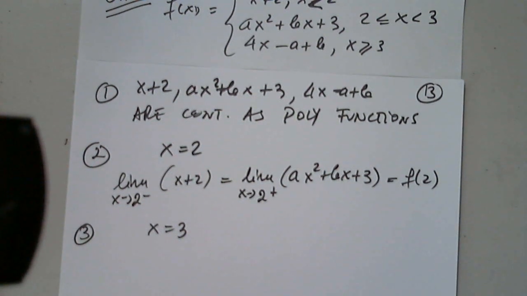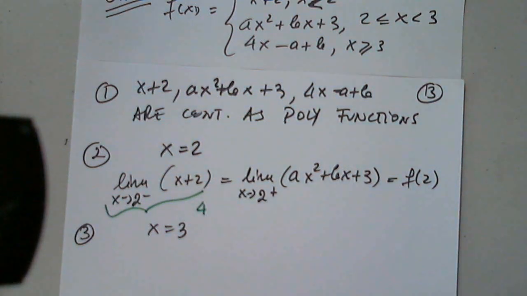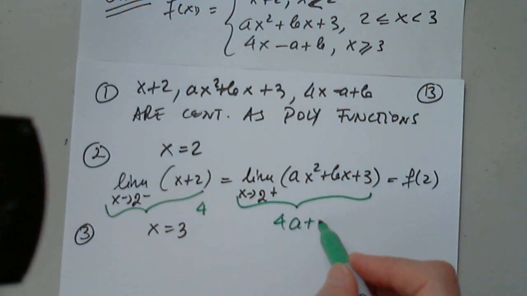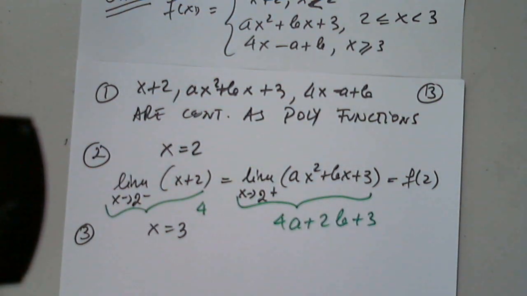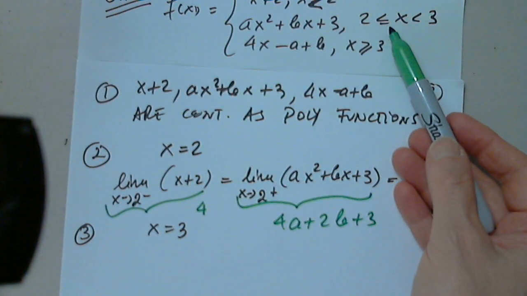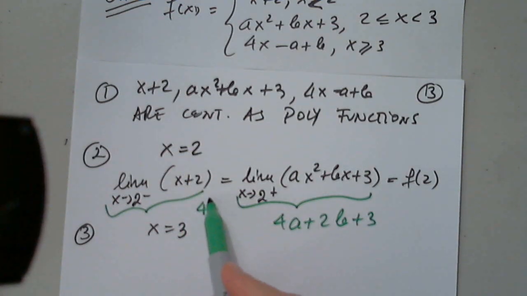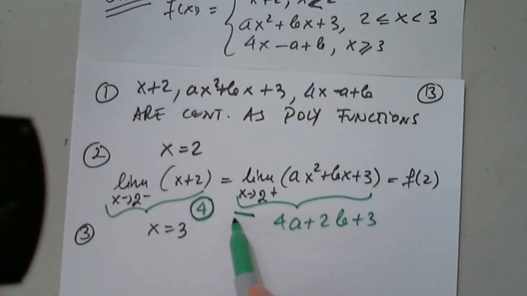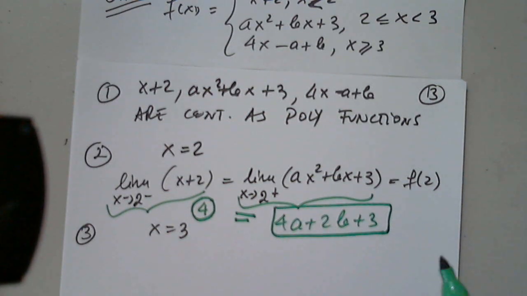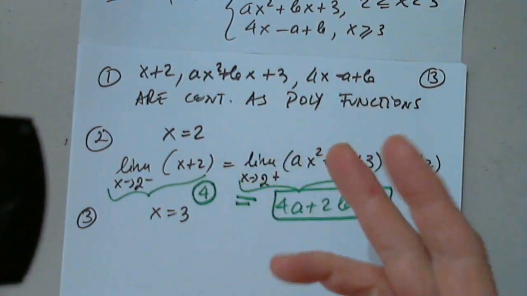So now when we determine this limit, we get 2 plus 2, which is 4. When we determine this limit, we get 4a plus 2b plus 3. And this is the same with this, because that's where the equal symbol is. So I already have the first equation: 4 must equal 4a plus 2b plus 3. Since I have two variables, I have to determine two equations.